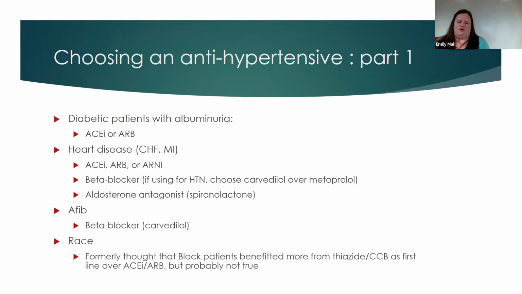And then, harkening back to the thiazide thing I mentioned earlier. Previously, there was a thought that Black patients benefited more from thiazides or calcium channel blockers over ACEs and ARBs, because there was a significant difference between white patients and Black patients in how they responded to those. But since then, more data has come out showing the inner variability just among Black patients.